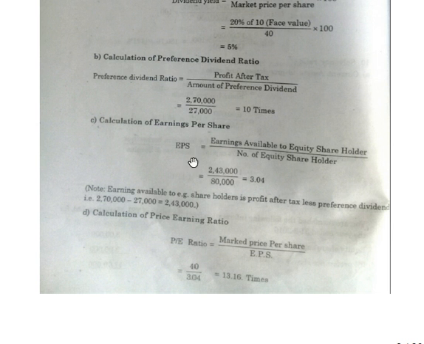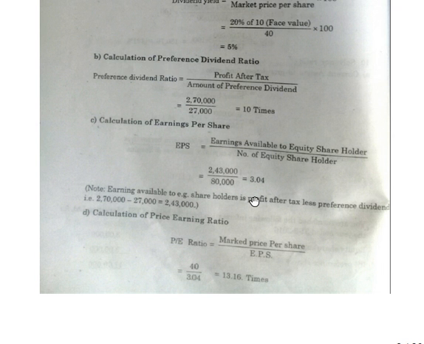Calculation of earnings per share, EPS. The formula is earnings available to equity shareholders divided by number of equity shares. So earnings available to equity shareholders is 2,43,000. How did you get this? Profit after tax is 2,70,000 minus the amount of preference dividend, which is 27,000, which is equal to 2,43,000. So earnings available to equity shareholders is profit after tax less preference dividend. So 2,43,000 divided by the number of shares gives EPS, which is equal to 3.04.